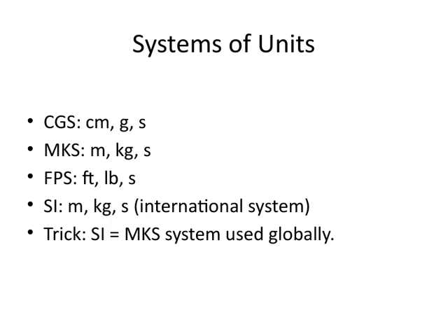The key point here is that SI is essentially the MKS system used globally, making it the standard for scientific measurements worldwide. Lastly, there's the FPS system, which is used mainly in some engineering fields, especially in the United States, with feet, pounds, and seconds. Understanding these systems helps us communicate measurements accurately across different regions and disciplines, which is essential for clear and consistent scientific work.